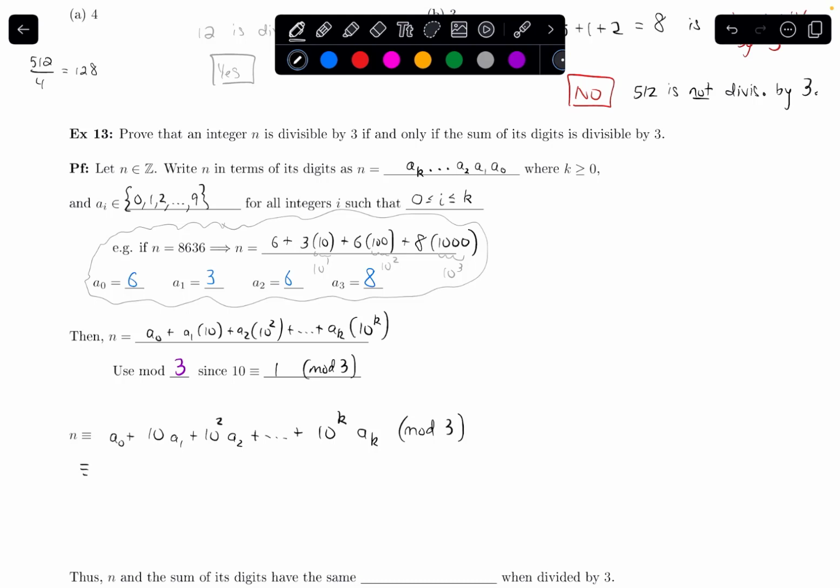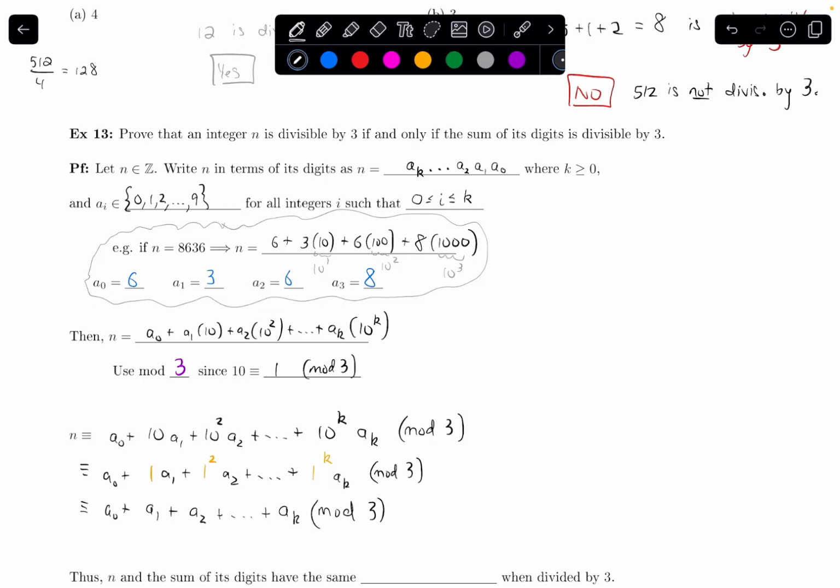So this is going to be congruent to A0 plus, we'll replace this 10 with a 1. And then I get A1, replace the next 10 with a 1. So I'll get 1 squared A2 plus ... plus that last 10 with a 1. So I'll get 1 to the k, AK, mod 3. Okay, but all these powers of 1 are just 1. So this is congruent to A0 plus A1 plus A2 plus ... plus AK, and this whole thing is in mod 3.